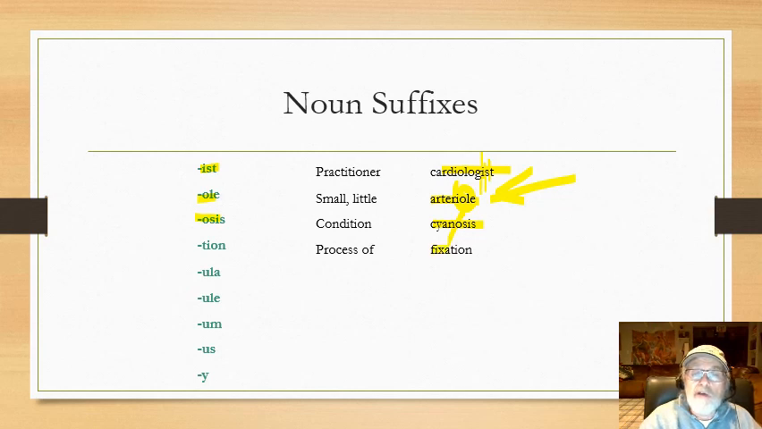-tion, the process of. Fixation, which means the process of fixing something. A lot of times if somebody has a fracture, if they have surgery, or whatever the case may be, they'll fix the two pieces of bone together by putting screws, plates, wires, staples, all kinds of other things to hold the bone together, and it's called fixation. Okay, so basically -tion means the process of something.